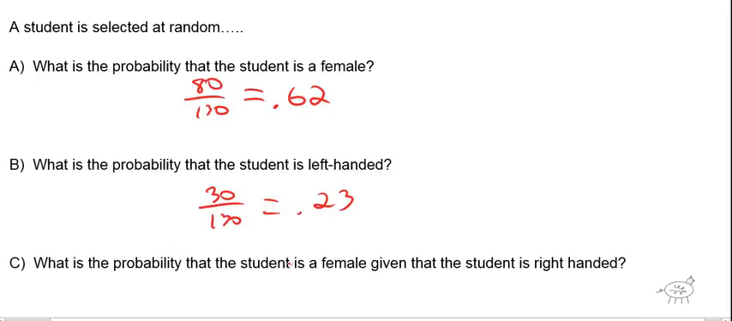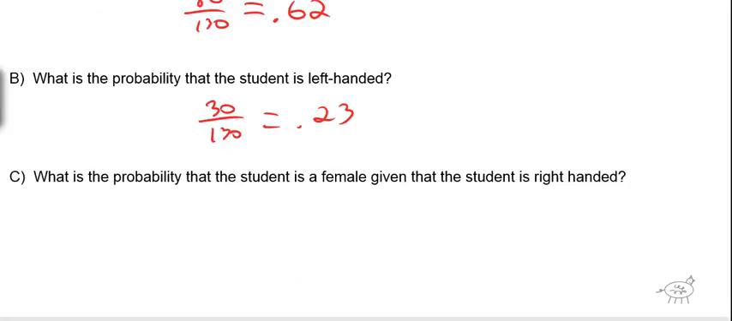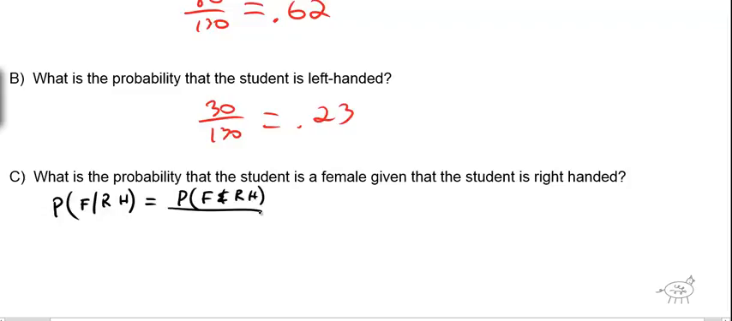Okay? All right, so the next one is a little trickier, but it's not that bad, actually. I'm going to show you using the chart and using the formulas. So what is the probability that the student is female given that the student is right-handed? So let's write that out here. The probability that the student is a female, given that the student is right-handed. Well, that's using our formula: probability of a female and right-handed, divided by the probability of, remember that goes with that, right-handed. Okay, so let's do that.